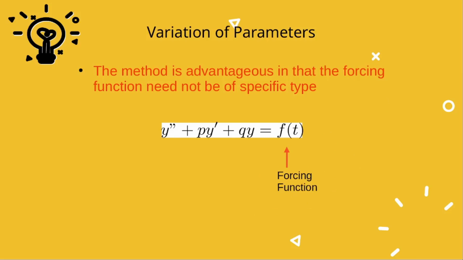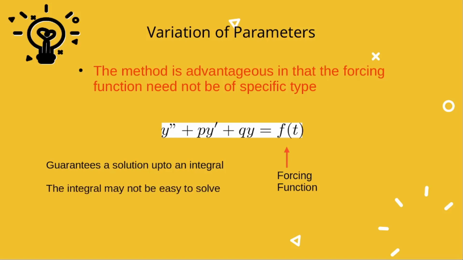So the forcing function is f of t. This can be any type of continuous function. And one of the advantages of this approach is that the method of variation of parameters guarantees a solution up to an integral. And what I mean by that will become clear to you in a few short steps. But one thing is we can come up with some sort of a solution, at least up to an integral. The challenge is, however, the integral may not be easy to solve, so we'll have to resort to some other methods to solve it.